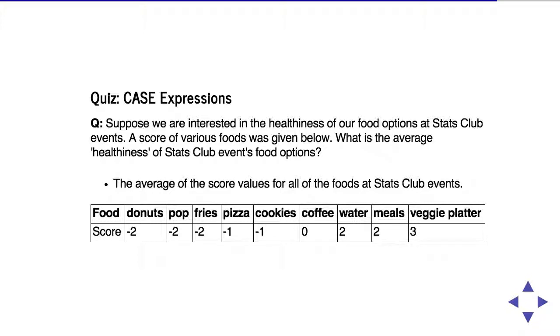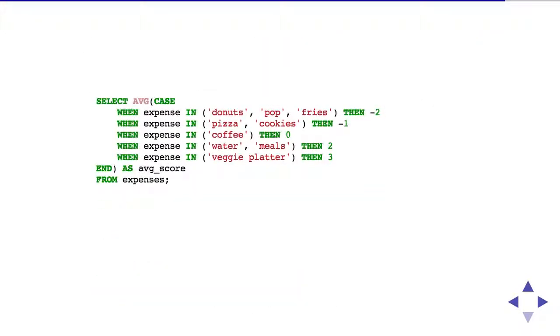Suppose we're interested in the healthiness of food options in Stats Club, and we're trying to get some value, some opinion of the healthiness of our events. So if we have donuts, give a -2, but if we have a veggie platter or something like that, give a 3. So we average them up for each event and try to see what happens. So select the average of the case where event is in those values. If those ever come up true, that returns the corresponding number, referring to expenses, and we have a negative score of 0.75.